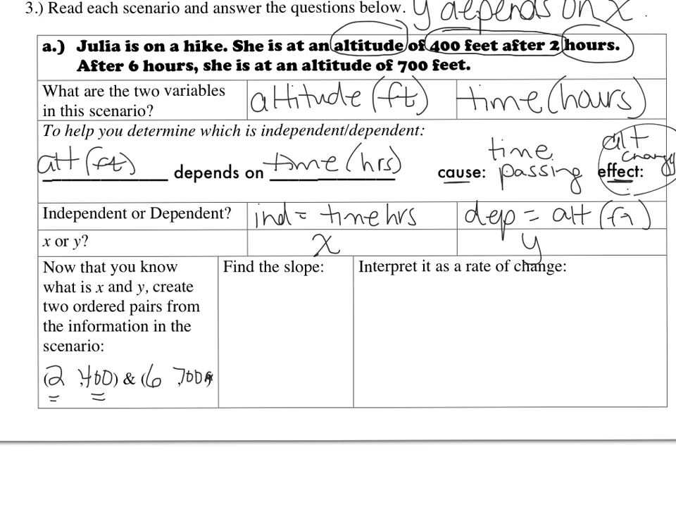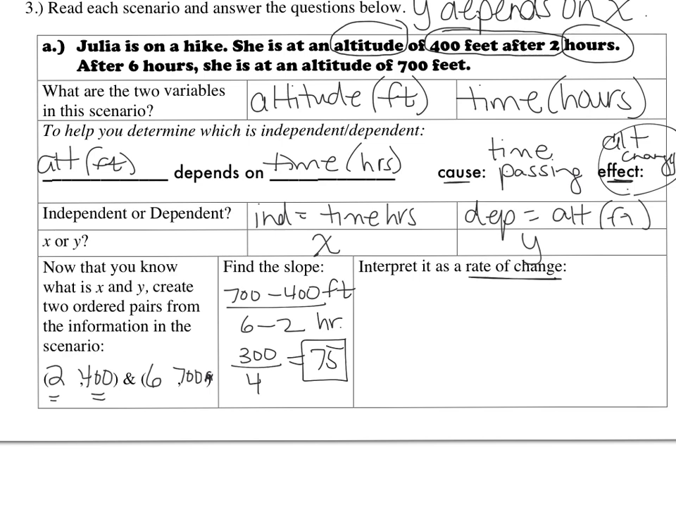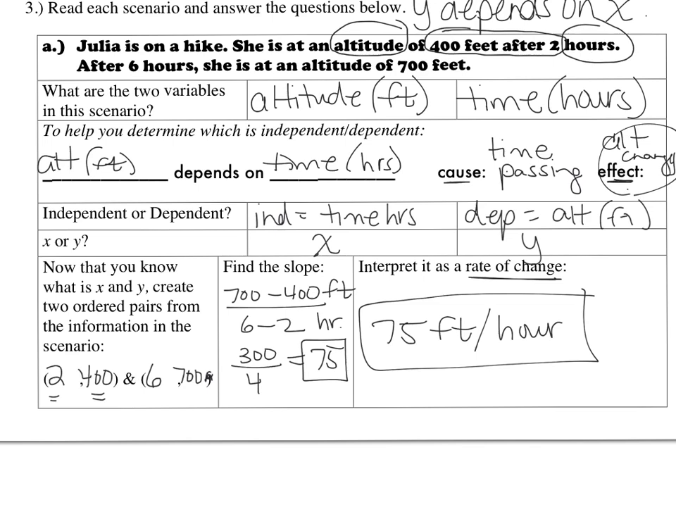So now we're going to just go ahead and find the slope. And to find the slope, we're going to do 700 minus 400 over 6 minus 2. And so 700 minus 400 is 300, right? And 6 minus 2 is 4. And so then I'm going to divide 300 divided by 4, or reduce it completely. 4 goes into 300 75 times. So the slope here is 75. That's just the slope. Now when I say interpret it as a rate of change, well, you need to put a label on it, right? The top was feet, the bottom was hours, and if you think about it, feet per hour makes more sense than hours per feet. So that's another helpful way to know that feet goes on the top. And so the rate of change is 75 feet per hour. So her altitude is changing 75 feet every hour.